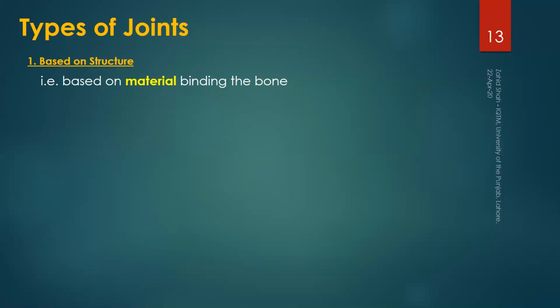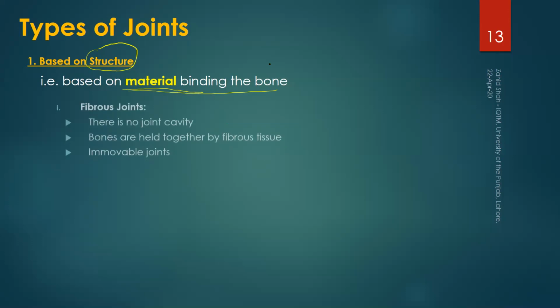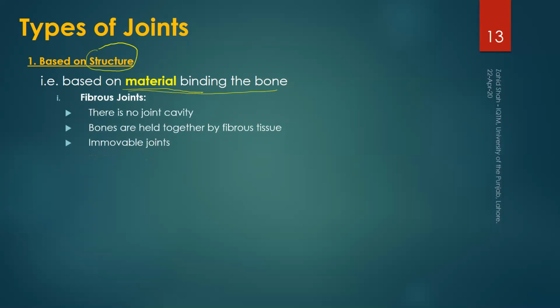And we will classify joints based on two factors. One factor is structure, and the other factor is the range of movement. So what is meant by structure? Structure is actually the material that is binding the two bones. So based on structure, we have three types of joints.